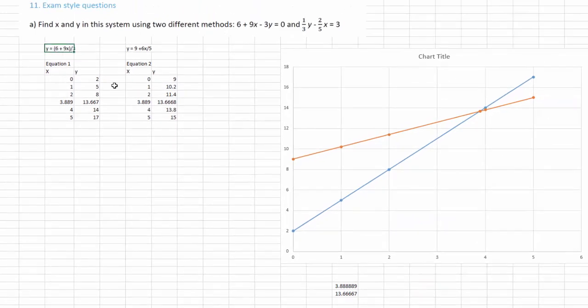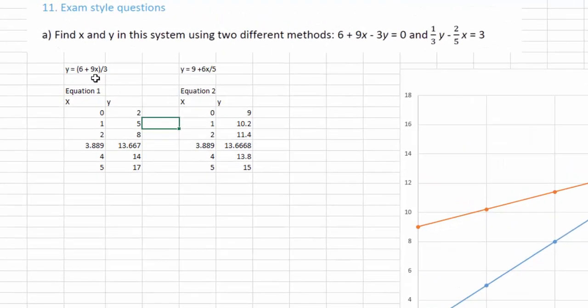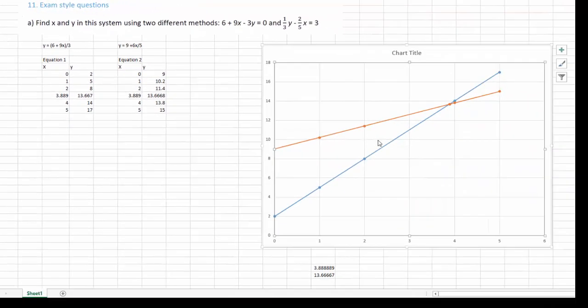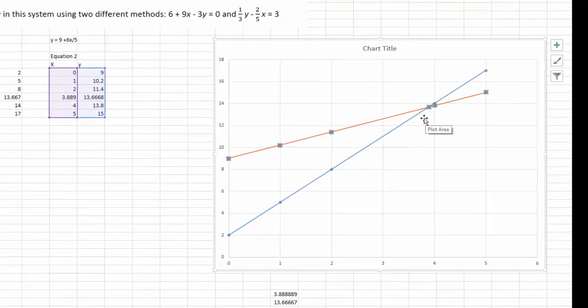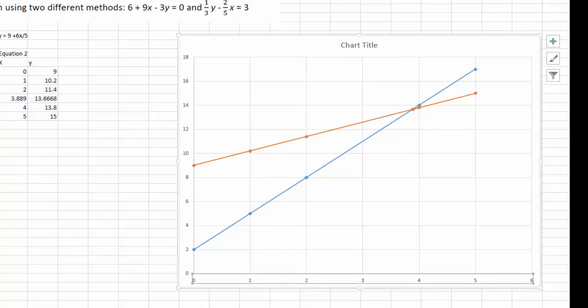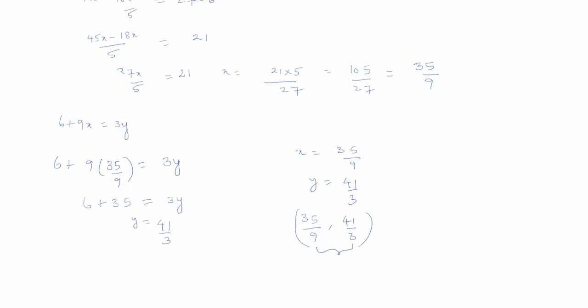So that was the first equation, where we said y is equal to (6 plus 9x) upon 3, and then the second one rearranged like this. I can give random values of x, calculate the values of y, and plot this in Excel. I can see that there is an intersection point, which pretty much resembles what we calculated earlier as 35 upon 9 and 41 upon 3. So we have two different ways of solving two linear equations, either algebraically or graphically using Excel.